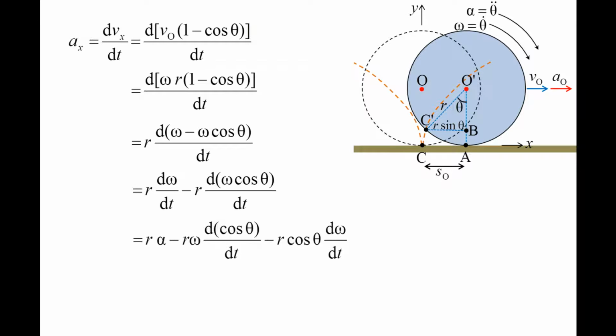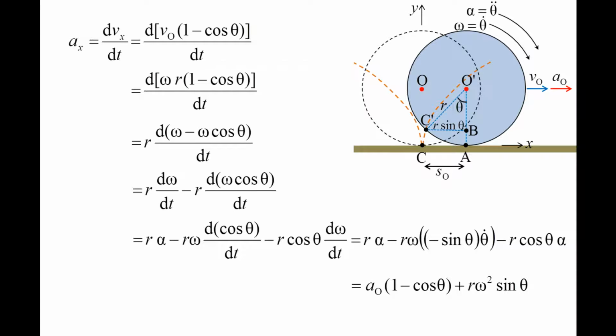In the first term, d omega dt is rewritten as alpha, and the second term is evaluated using the chain rule. We first take the derivative of cosine theta, then we take the derivative of omega. d cosine theta dt is equal to negative sine theta times theta dot, and d omega dt is equal to alpha.